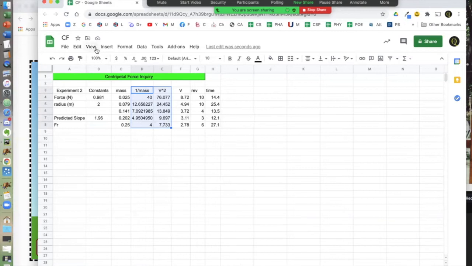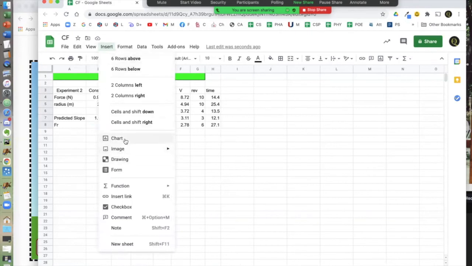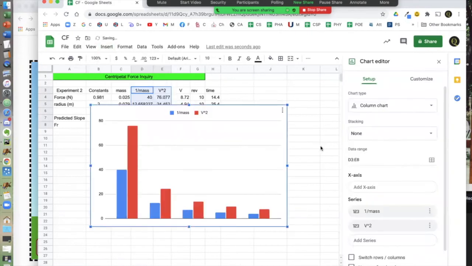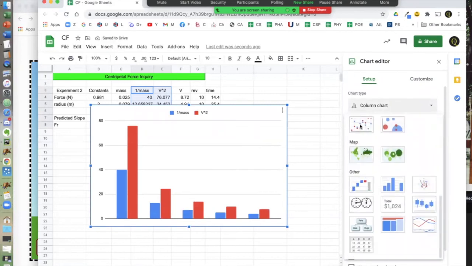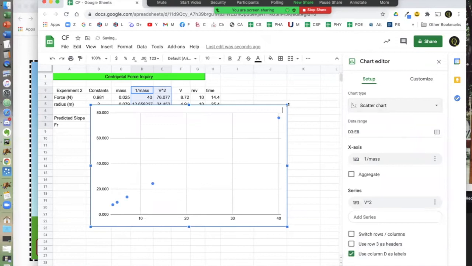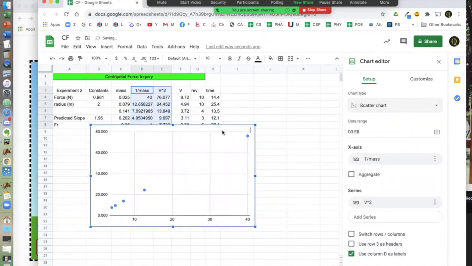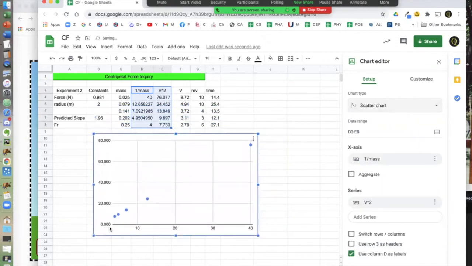Okay, so I'm going to insert a chart. I don't want a column chart. I want a scatter chart. Okay, here it comes. And it looks pretty good. So mine worked out great the first time. It looks like a pretty straight line.